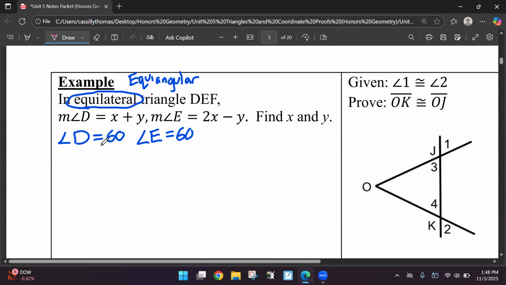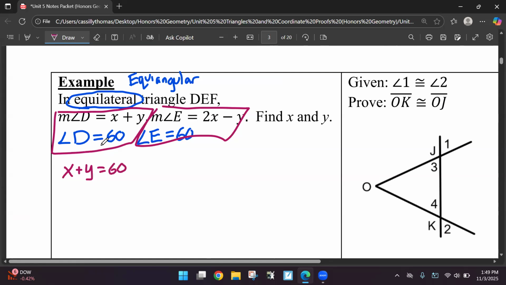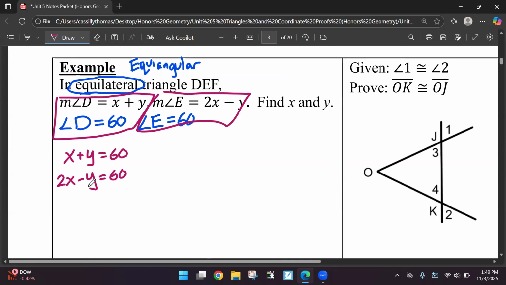That is useful because what can I do with these two things? I can make some equations here. So I know, well, hey, x plus y equals 60. I also know 2x minus y equals 60. All right, so there's two equations. The first equation had both an x and a y in it. Second equation, same thing, has an x and a y. Anytime you have more than one variable, you need the same number of equations. So since we have two letters, we need to have two equations here.